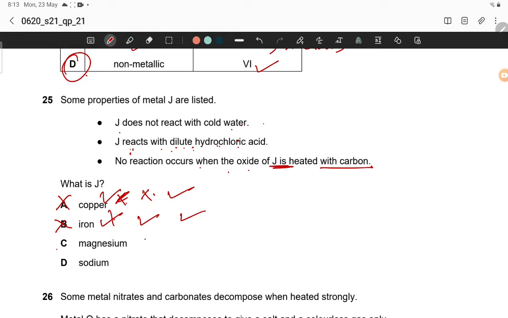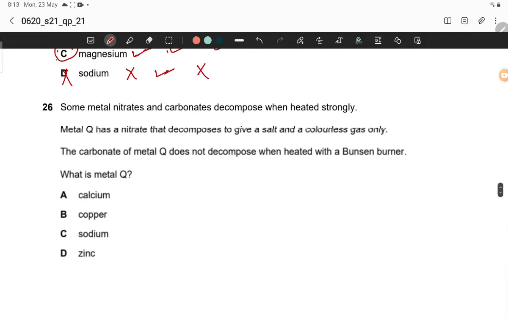Magnesium does not react with cold water. This is correct. J reacts with dilute hydrochloric acid, this is correct. No reaction occurs when the oxide of J is heated with carbon, yes, this is correct. C option is correct. Sodium reacts with cold water, so the first statement is incorrect. Reacts with dilute hydrochloric acid, so this is also incorrect.